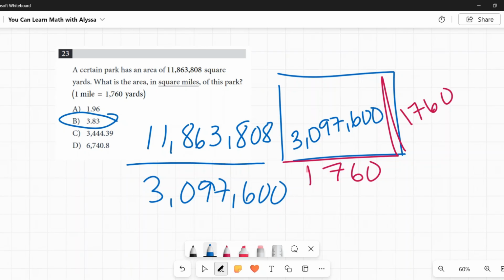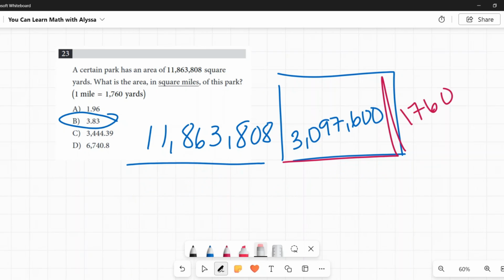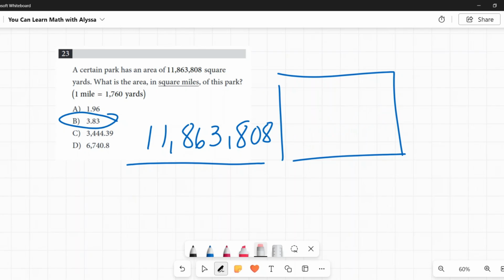Honestly, this is one where you can kind of estimate it, and you can get the right answer as well, because these answers are so wildly different from each other. So frankly, if you didn't have a calculator, or you're just wanting to double check your answer, I would say, okay, 1,760, that's approximately 1,800. And we're estimating here. Without a calculator, I can multiply 18 times 18 much easier than 1,760 times 1,760. So 18 times 18 is 324.